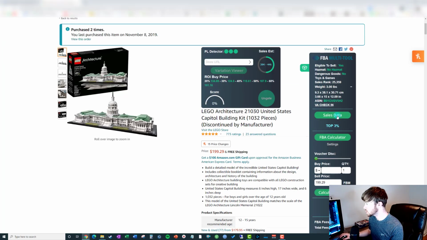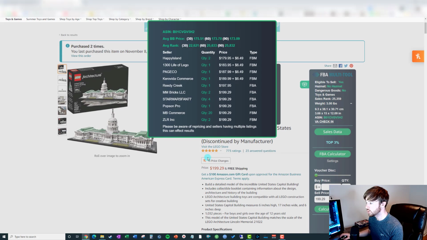So firstly, let's click on the sales data. Now we can see a different picture with quantities, right? We don't see anybody that has large quantities. We do see one seller that has 20 in stock at $200, but a lot of these other sellers have 1s and 2s in stock. What does that tell us?